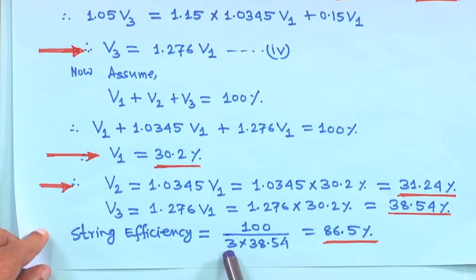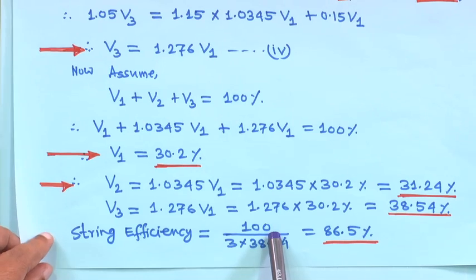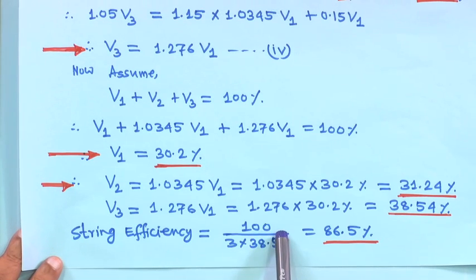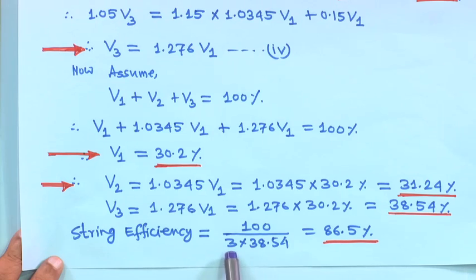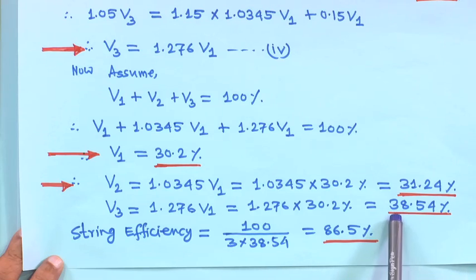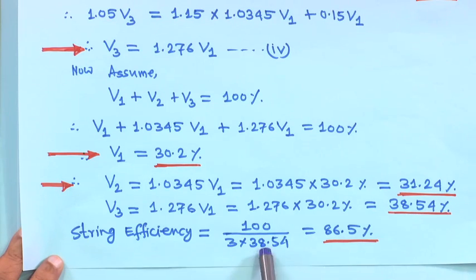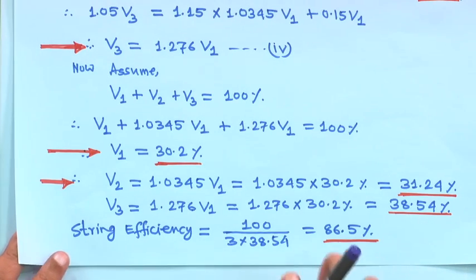Therefore, string efficiency, voltage is taken in terms of percentage, it will be 100% divided by 3, because n is equal to 3 discs are there, into the highest voltage, which is the voltage across the bottom unit, 38.54%. So, 86.5% string efficiency has improved.